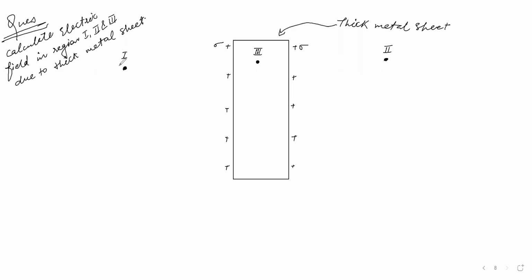Region 1, 3. Sir, for region 1, we should do it like this, right? E is equal to E1 plus E3. No, no, no. E1. So then, look at here.